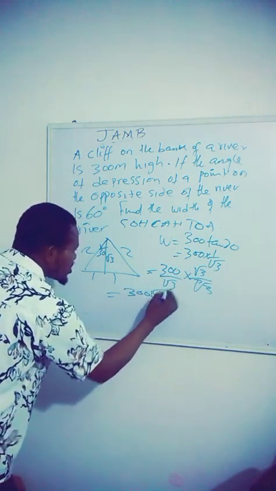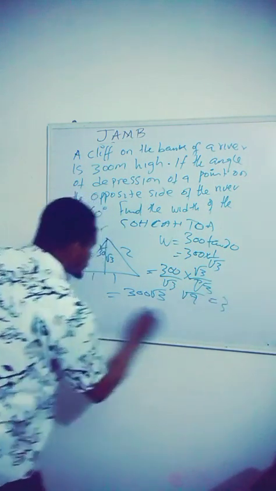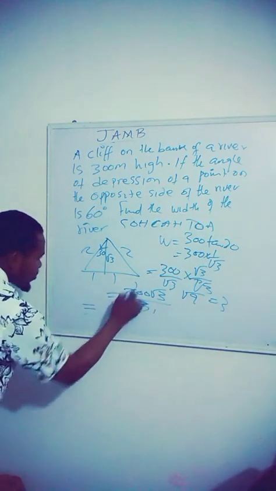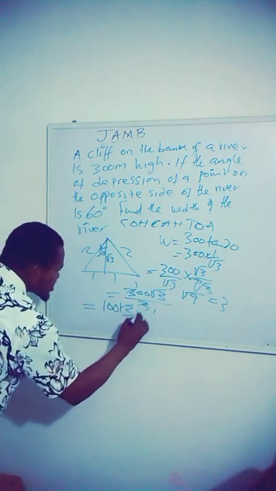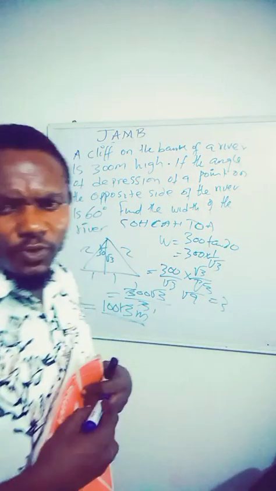300 root 3. Root 3 times root 3, that is root 9. Root 9 is equal to 3. So the final answer will be 3 into 300, 3 here, 1. That is 100 root 3 meters. So this is the correct answer. I hope you got the flow.